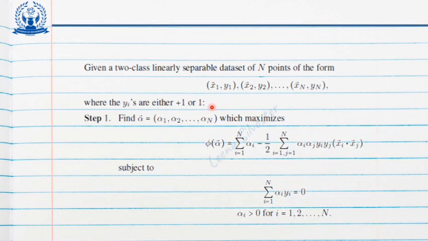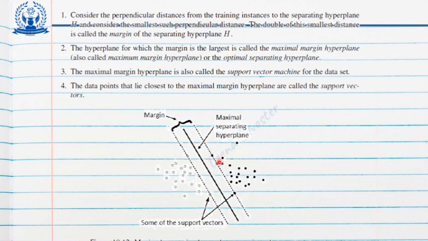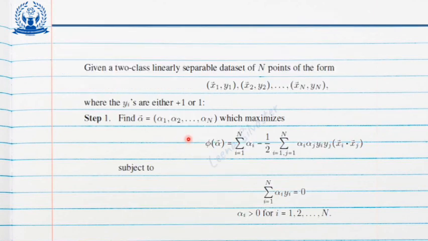There is no need to study the derivation of this algorithm; you can just memorize it. We are studying the algorithm of SVM, so we are going to write the equation for this hyperplane. Maximize the sum over i equal to 1 to n of alpha i, minus 1 by 2 times the sum over i equal to 1 to n and j equal to 1 to n of alpha i alpha j y i y j x i x j, subject to the sum over i equal to 1 to n of alpha i y i equal to 0, and alpha i greater than 0 for all i equal to 1 to n.